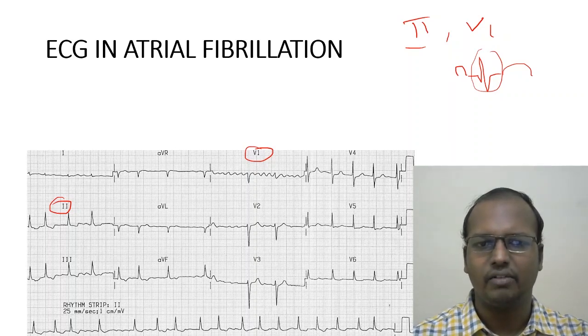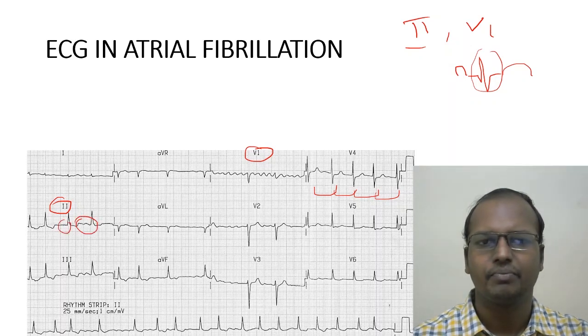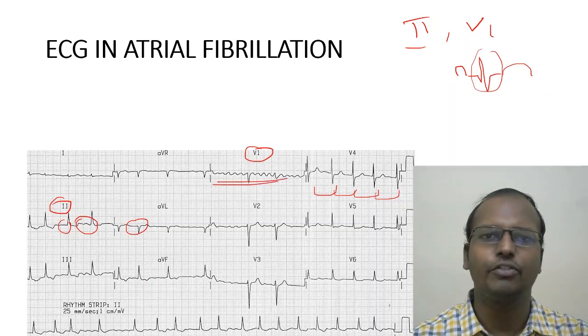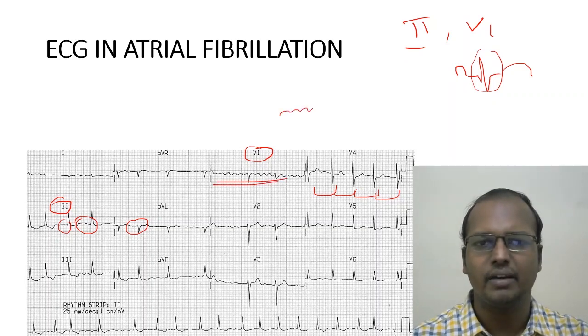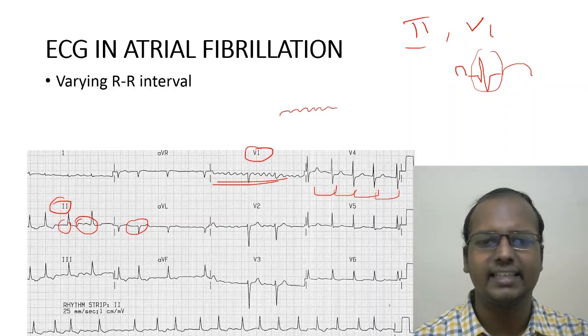Varying RR interval. The RR interval, this is the R wave, right? This is the QRS complex R wave. So if you calculate the difference between these two complexes, it will be varying. Sometimes it will be shorter, sometimes longer. So that is one finding. And there will not be any proper P wave. If you carefully observe here, there is no P wave. So what is this? This is called F waves or fibrillary waves. You see some wavy pattern. These are the classical findings.